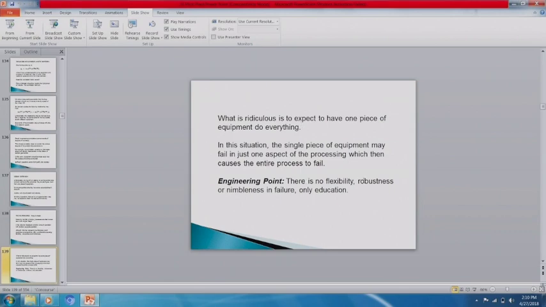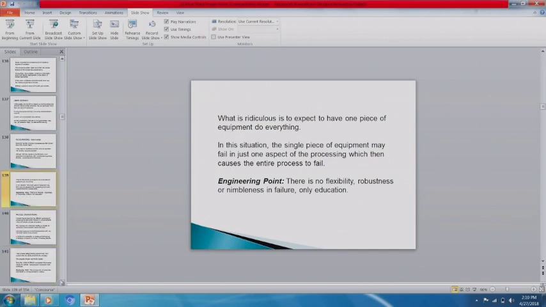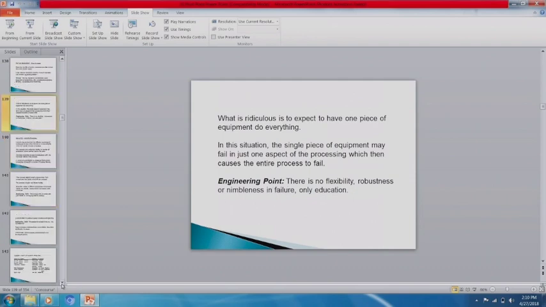In failure, there is no flexibility, robustness, or nimbleness, only education, which brings up the point that failure should be recognized as an important step going forward. The learning curve on failure is very high. So you learn very quickly what to do and how to do it. Whereas if you're daydreaming back there in the middle sunny fields, you may not appreciate what the failure can do for you.